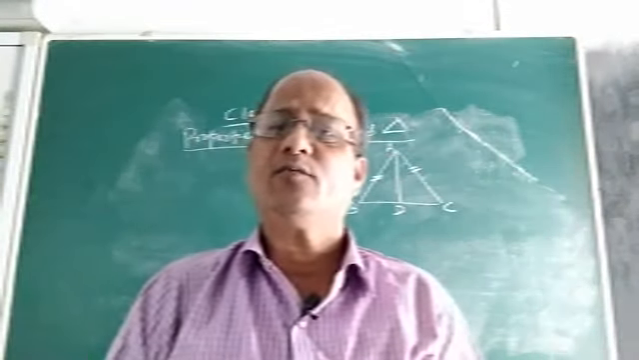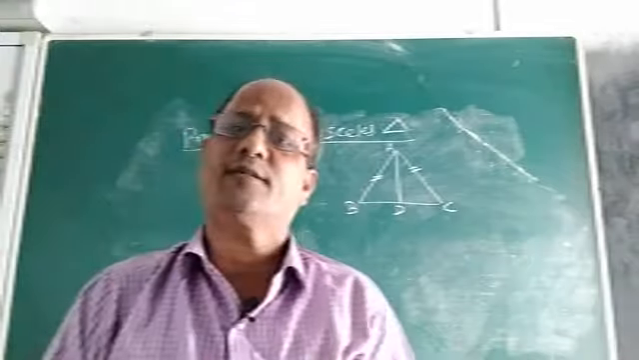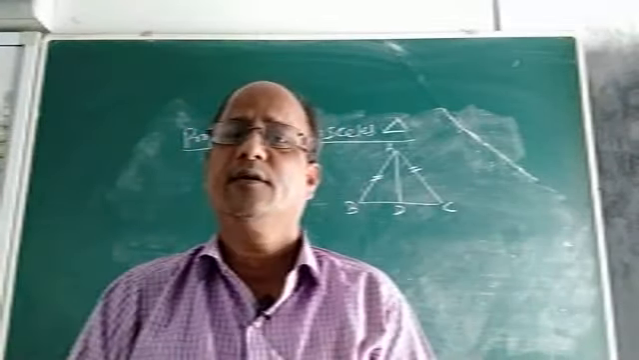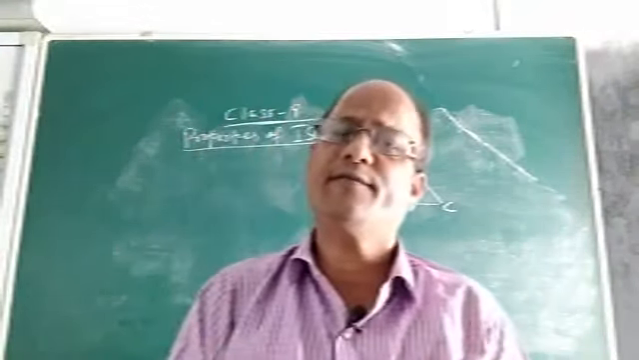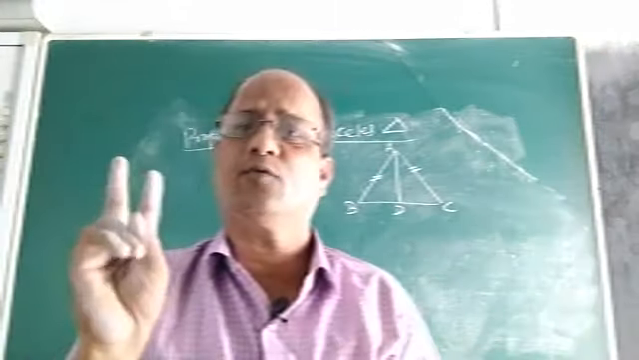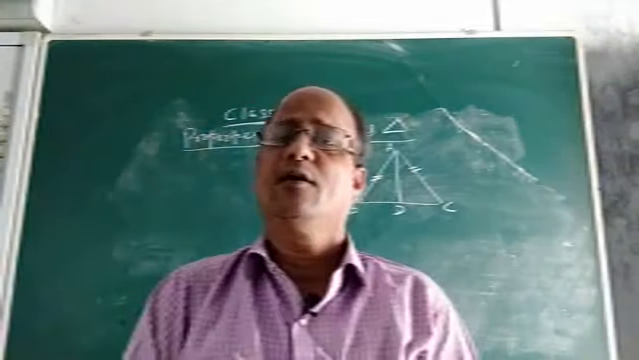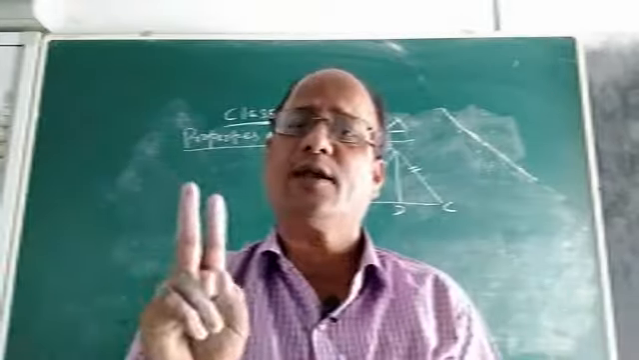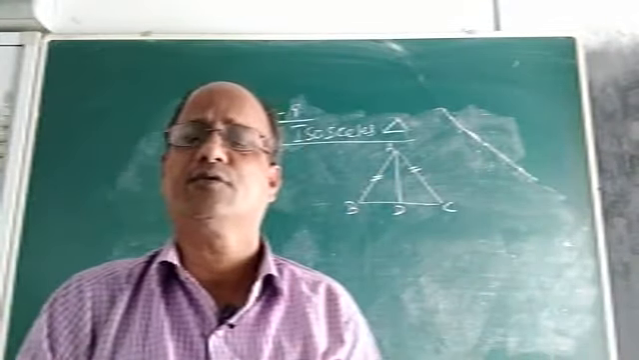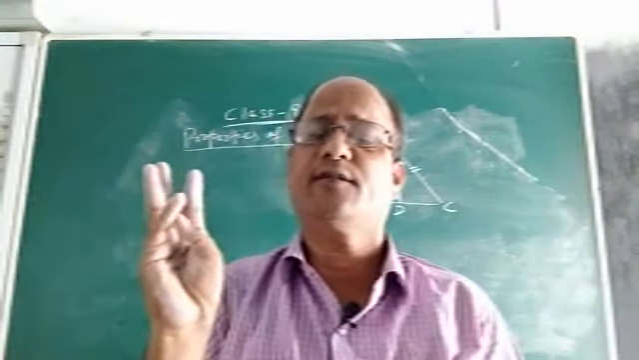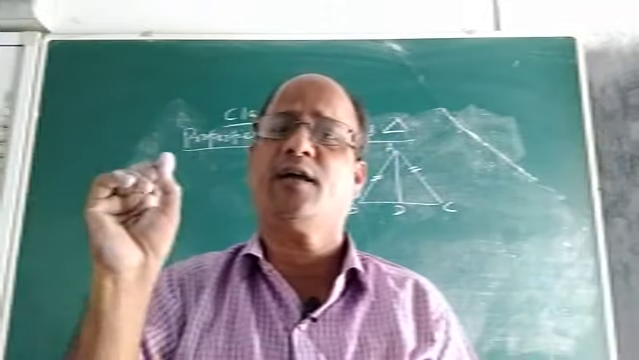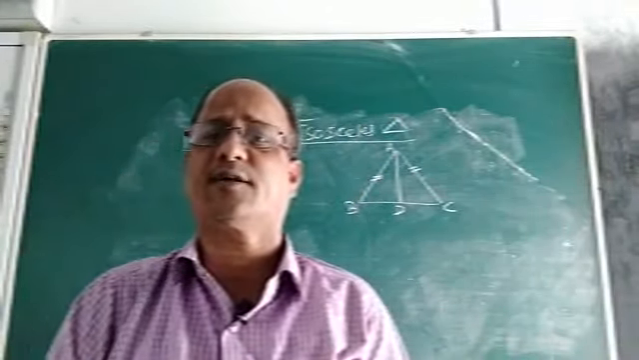Children, in the previous lesson we were discussing different congruence criteria, the congruence conditions RHS, SSS, everything. All the criteria used for the congruence of two triangles, namely SAS, SSS, RHS, ASA, AAS, the proof of everything was done in the last class.